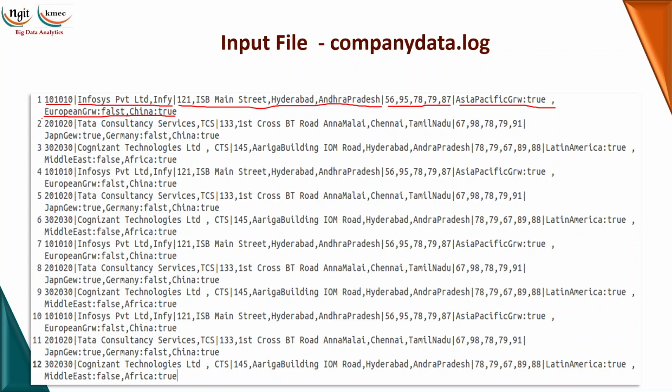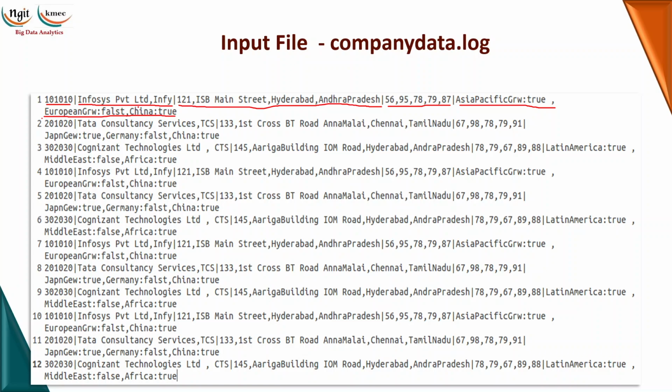How are these columns separated? The columns are separated with the pipe symbol. You can observe that pipe symbol. The first column is the independent column of type integer or bigint or whatever. And the second column has two string elements, that is the company name and the alias name, meaning a small form of the name. So it is having two fields in the company name, and the third one is the address.